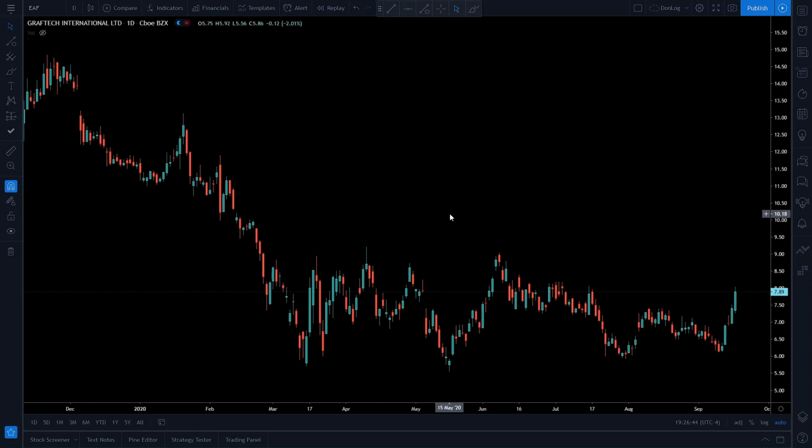We're taking a look at EAF, GrafTech International. This is a manufacturing company. They produce electric products, something like that. So in terms of a sector, it is a lagging sector. That's what's important about it. It's not important what they do, but it's important to understand where they are.